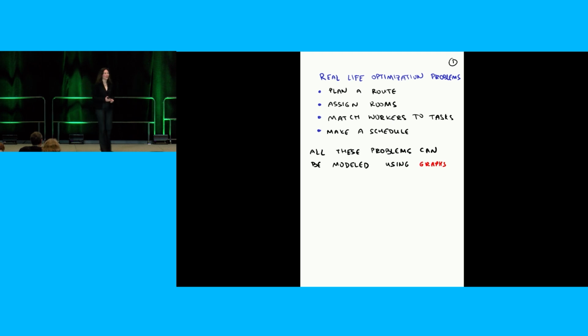right here, right now, is assigning rooms. Let's say you have a meeting or a university, and you need to decide which lecture will take place in which room, and you need to do it in such a way that you need to rent as few rooms as possible, but on the other hand, you don't happen to have two lectures being given in the same place at the same time. So that's another problem that you would use graph theory to solve.